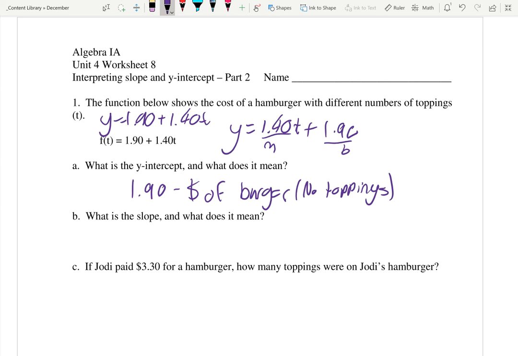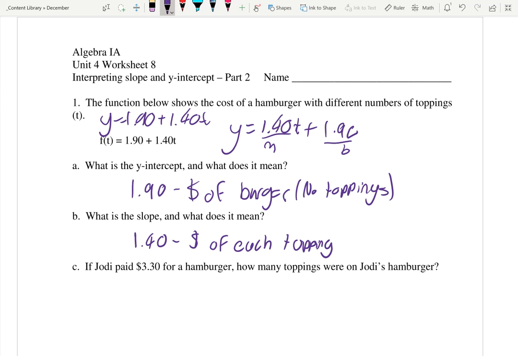What is the slope? Now, again, we've already written this equation in slope-intercept form. We can clearly see the slope is that 1.40. Now, what does this mean? Well, this is about toppings, right? It's 1.40 per topping. That's the price per topping. So this essentially is claiming that toppings are $1.40 each. So basically what we see in this equation is $1.90 is the price of the burger, and then $1.40 is the price of every additional topping. That's what we get out of this y-intercept and our slope.